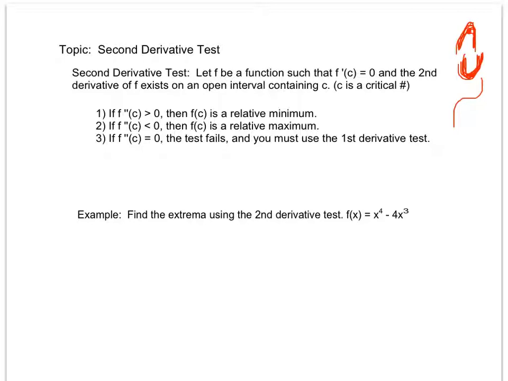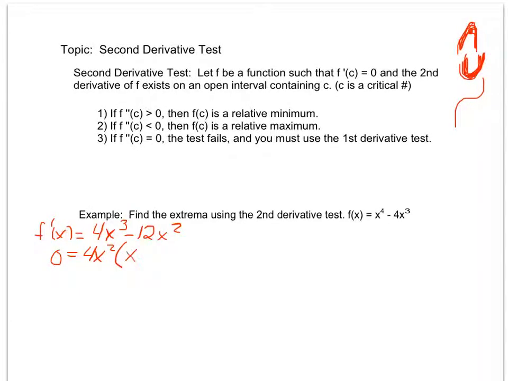First, I'm going to find my first derivative so I can find my critical points. To find my critical points, I set my first derivative equal to 0. I don't have to worry about it being undefined since it's a polynomial. So I see that x is either 0 or x is 3. Those are my two critical points.